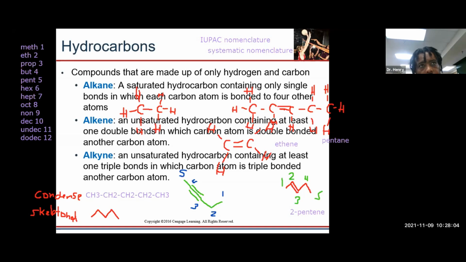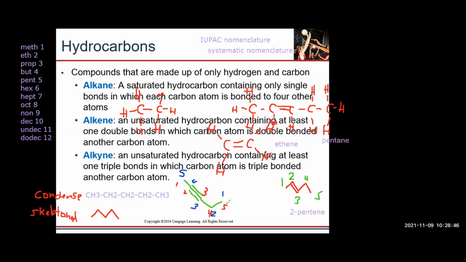The red numbers. So that's 1, 2, 3, 4, 5. So we would want to give the triple bond priority. So we want to give it the lowest number that we can give it. Okay. So would we use the red numbers or would we use the blue numbers? The blue? Blue or red?